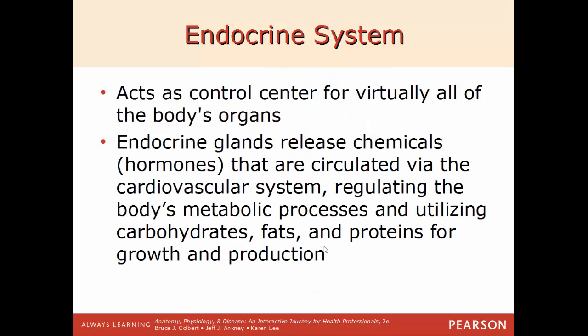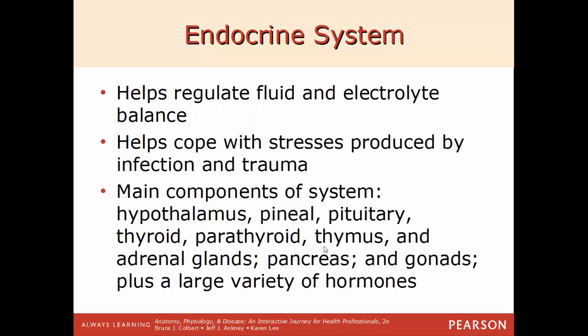The endocrine system, other than the nervous system, is the main control center of all the activity that your body has. It's the endocrine glands that will release chemical messengers called hormones that will circulate throughout the body, within the blood, to control basically everything that your body does. All metabolic processes, how you break down fats and lipids and proteins, and how you grow, how you reproduce, how your tissue repairs itself. Everything that your body can do is really controlled by the endocrine system. It also helps to regulate the fluid and electrolyte balance within the body. It helps you cope with stresses such as trauma or infections in general.